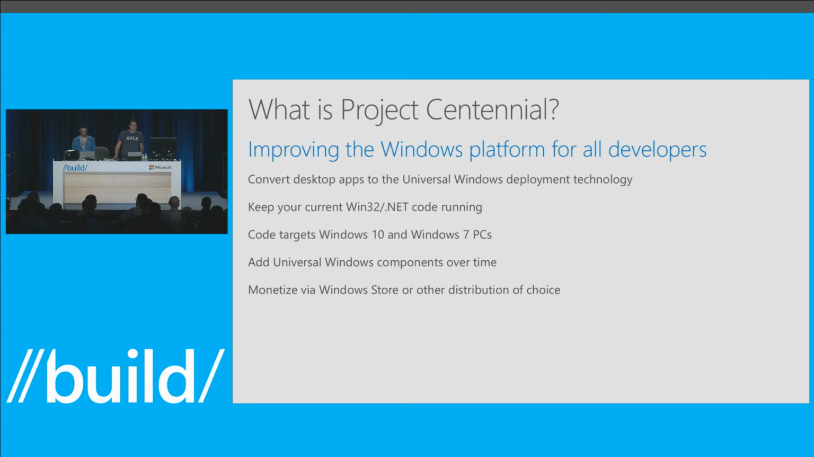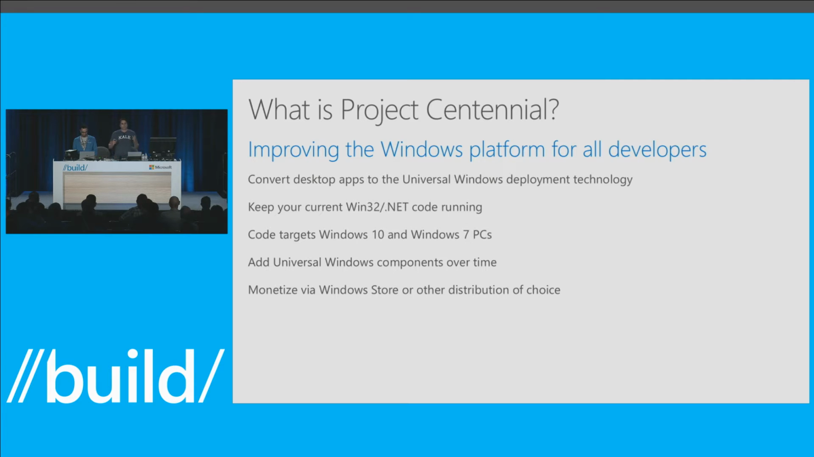So Project Centennial, why did we do it? It turns out that there are 16 million Win32 or .NET apps in the world right now. And when we built the universal platform, we kind of left them behind. And that was dumb. Right? I mean, it really was. And so we decided we really needed to fix that.